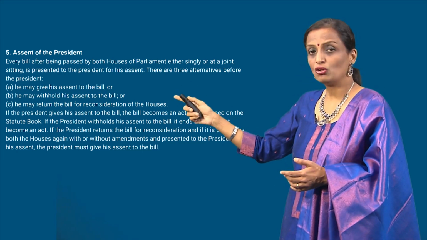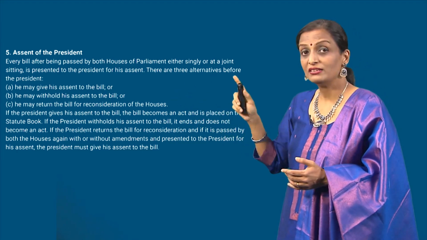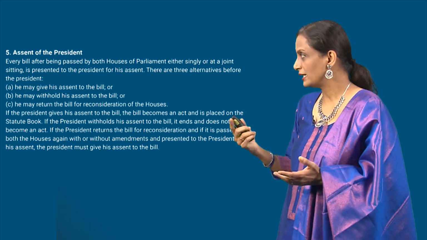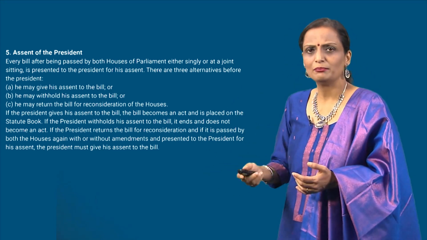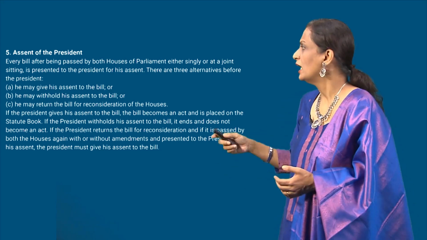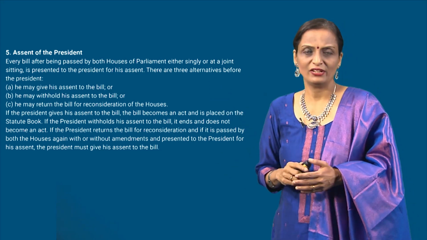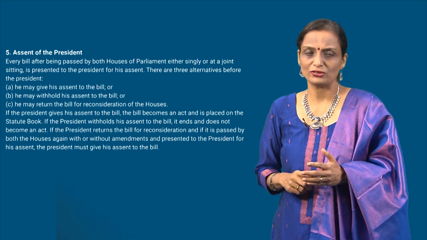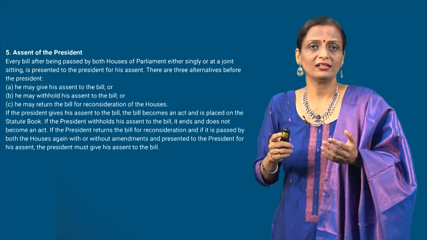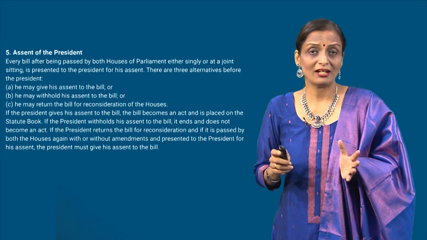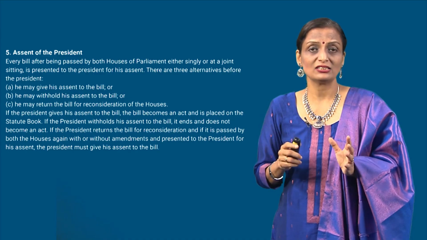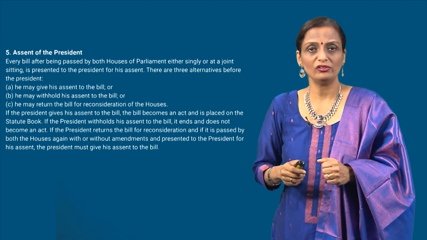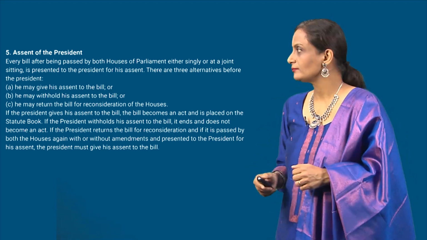He may give his assent, or he may withhold his assent, or he may return the bill for reconsideration of both the houses if he thinks it is not right at that particular moment. So, he can hold. It is like the veto power. Well, it does not have a veto power exactly, but it has a power to withhold for reconsideration.